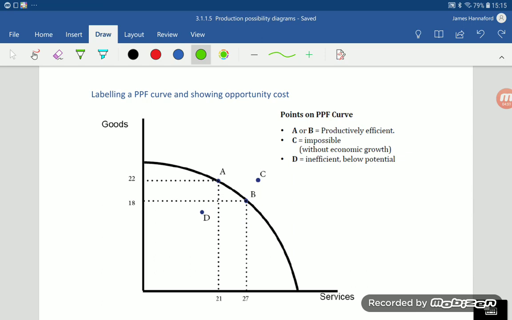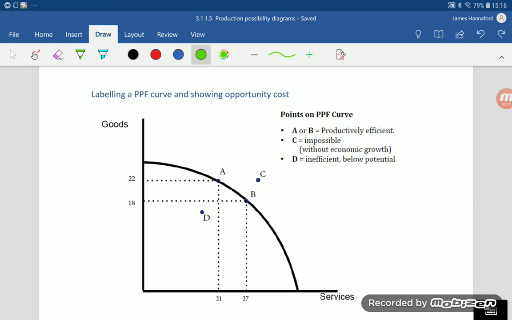We can see that A and B is productively efficient. So you're going to note down that it's productively efficient if it is on the PPF curve. That means the factors of production are being used in the most efficient way, and therefore an efficient combination of goods is being produced between goods and services.